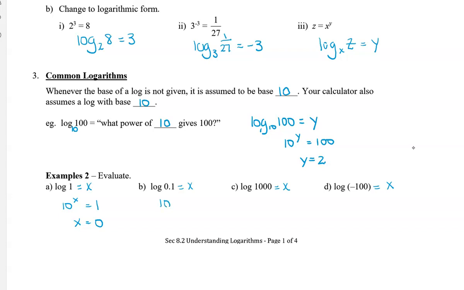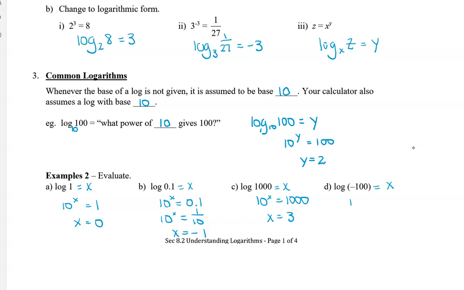Next one, we have 10 to the power of x equals 0.1. Now you might not like 0.1, so we're going to change that to 1/10. And we can see that this exponent has to be -1, so that we get the fraction 1/10. Next one, we have 10 to the power of x equals 1,000. In this one, x has to be 3, because 10 to the power of 3 is 1,000.